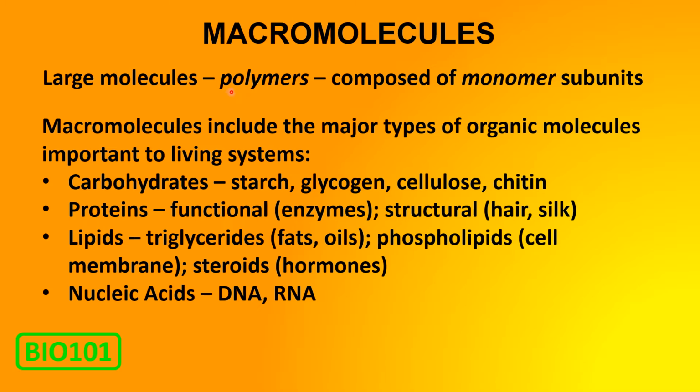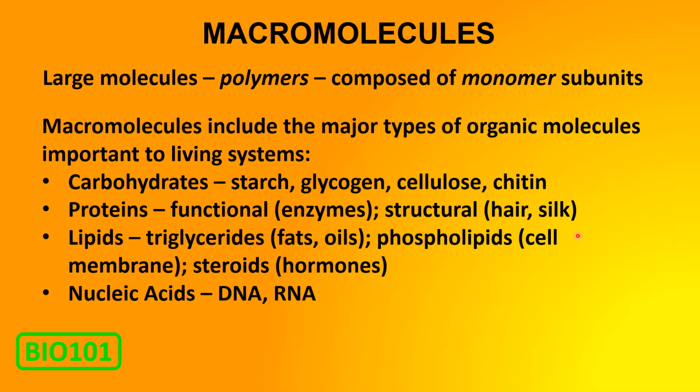Poly means many. So it doesn't matter what macromolecule we're talking about throughout this chapter, and we'll see carbohydrates and proteins and lipids and nucleic acids, they are all polymers composed of very specific monomers. One of your tasks in this chapter is to not only learn the name and the function of the polymer, but know what the monomer is and understand how the monomers are put together to make these big long chains. So macromolecules include the major types of organic molecules important to living systems, and these are the ones that we want to focus on.